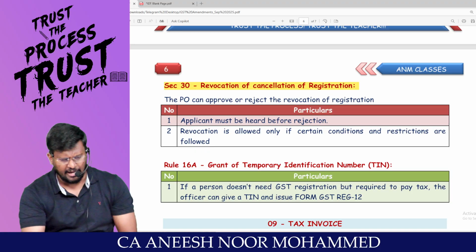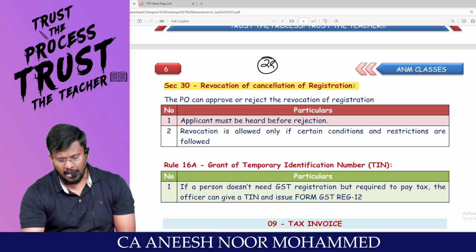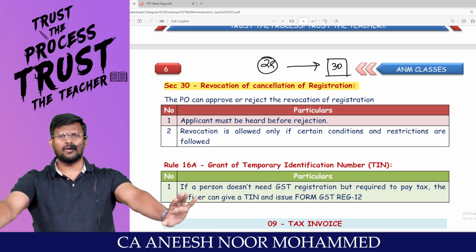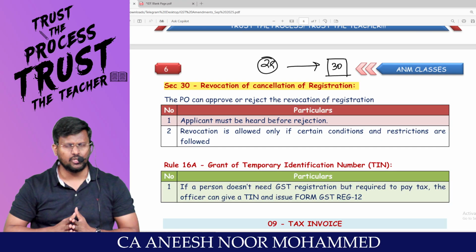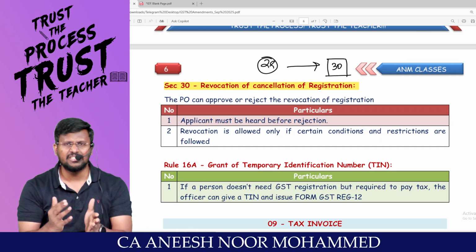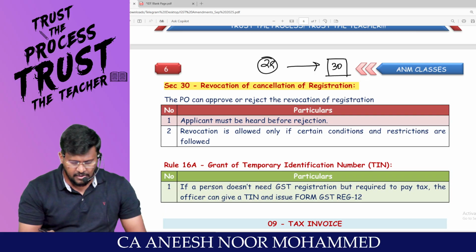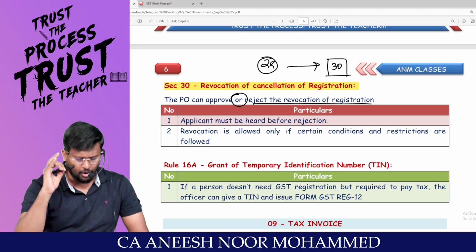Section 30, revocation of cancellation of registration. We all know that. As per section 29, your registration will be cancelled. And as per section 30, if the proper officer is satisfied, they will revoke the cancellation of registration. Right, sir? Now, the GST department is saying that the proper officer can revoke. We don't have any problem. The PO can revoke or reject the revocation. That is the wish of the proper officer.